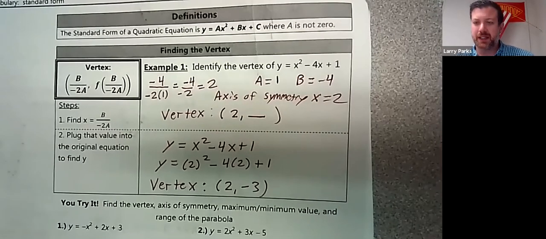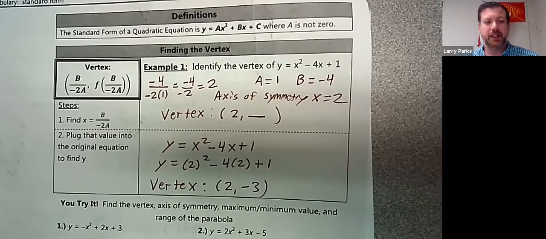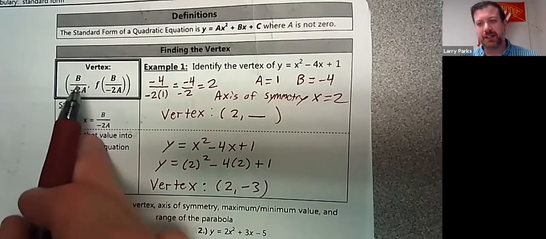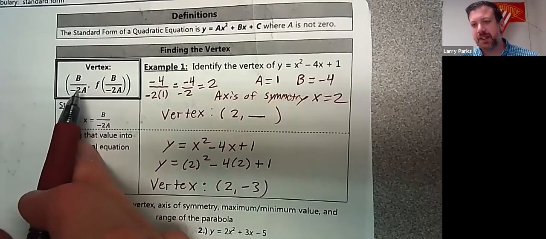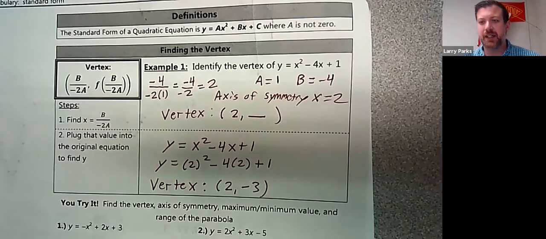So that formula, negative b, I usually write it as negative b over 2a, but it's the same thing. b divided by negative 2a, that's how you find the vertex. Let's go check our work.